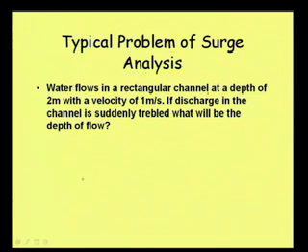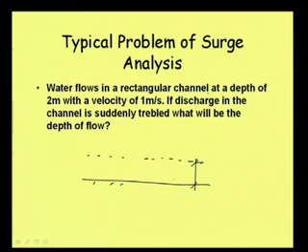Well, say this is the channel and here water is flowing. First, I am drawing by dotted line. Water is flowing with a depth of 2 meter. This depth is 2 meter. This is a typical problem taken from the book of Rangaraju, open channel flow. So, the depth is 2 meter and the velocity of flow is 1 meter per second. Well, and if the discharge in the channel is suddenly tripled, what will be the depth of flow?